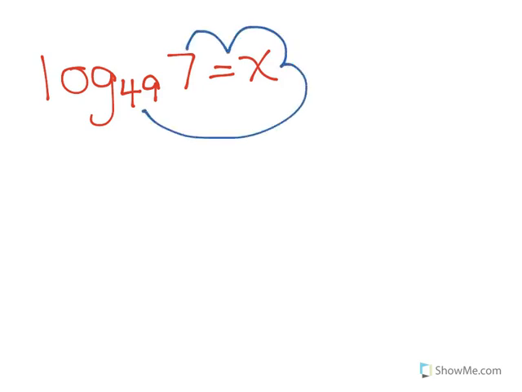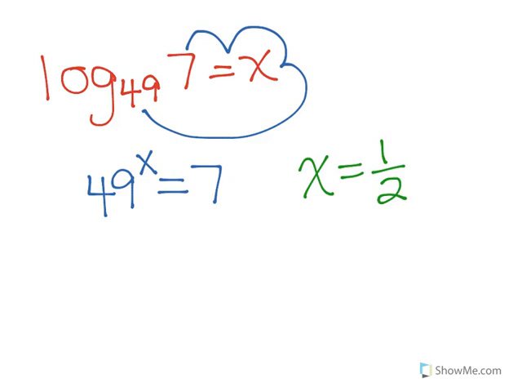Alright, next example. Log base 49 of 7 equals x. So we have 49 to the x equals 7. So how do we go from 49 to 7? Well, some of you might be thinking, let's take the square root, but x needs to be an exponent. So from the rational exponent unit we just finished, x is going to equal 1/2. 49 to the 1/2, which is also the square root, is 7.